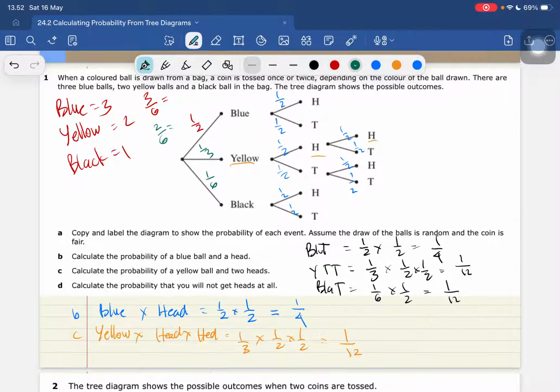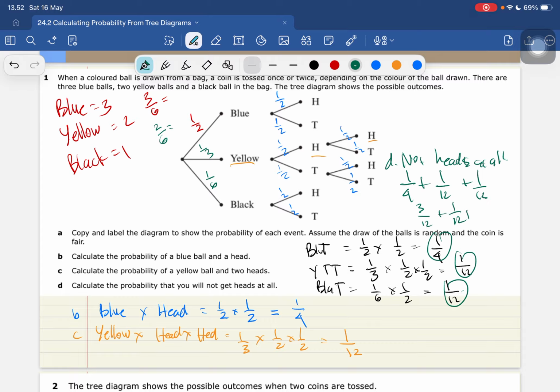So we can just add all the probabilities. This is D, not heads at all. So we got 1 over 4 plus 1 over 12 plus 1 over 12. Here we can make it over 12. So 3 over 12 plus 1 over 12 plus 1 over 12. The denominators are equal, so just write 12, and 3 plus 1 plus 1 equals 5.